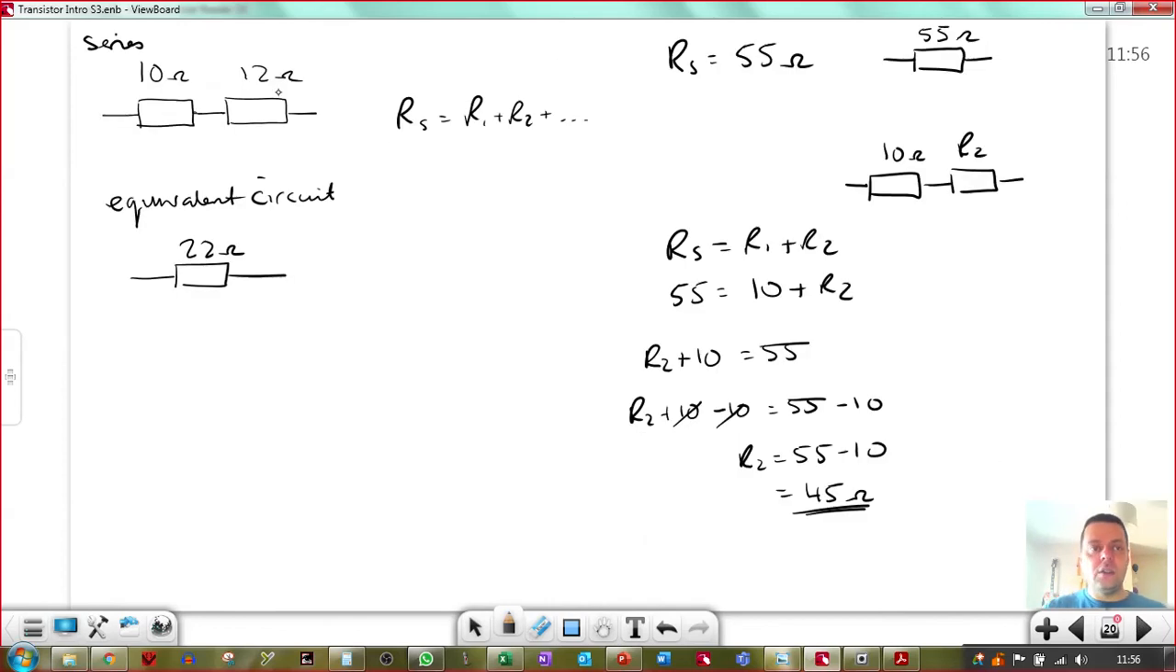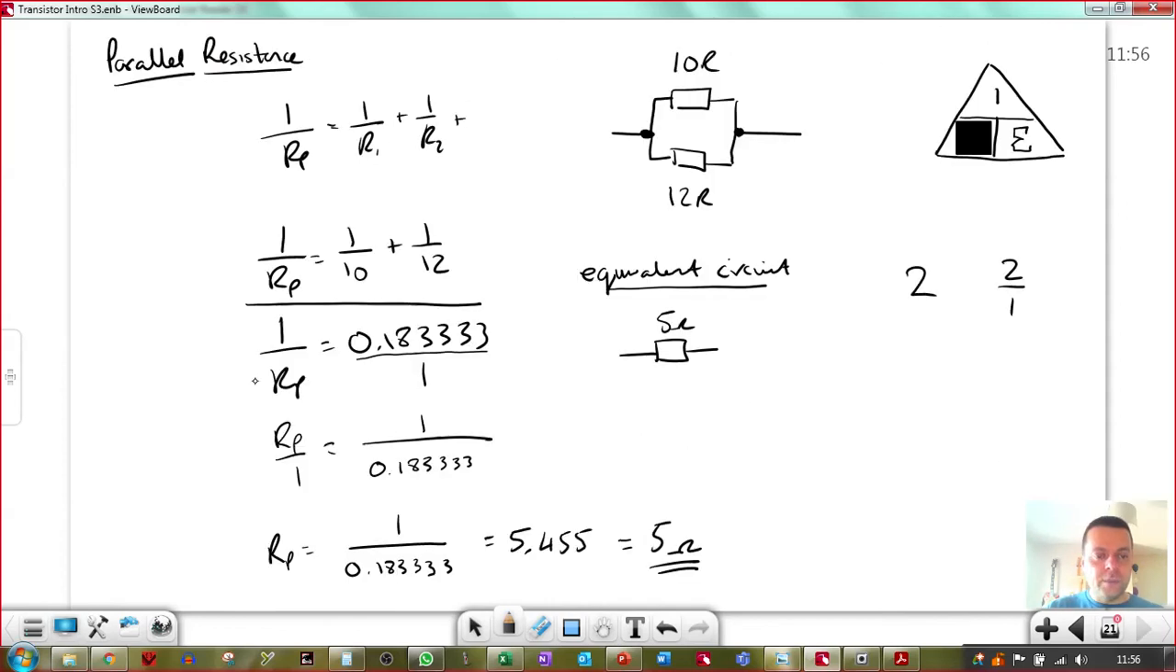And the parallel one, where we get to a certain point with the parallel equation and have to rearrange it from 1 over RP equals to RP equals. So they're the only 2 times we need to rearrange an equation in electronics.